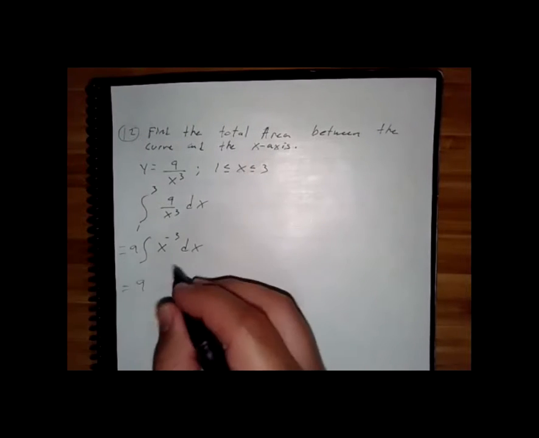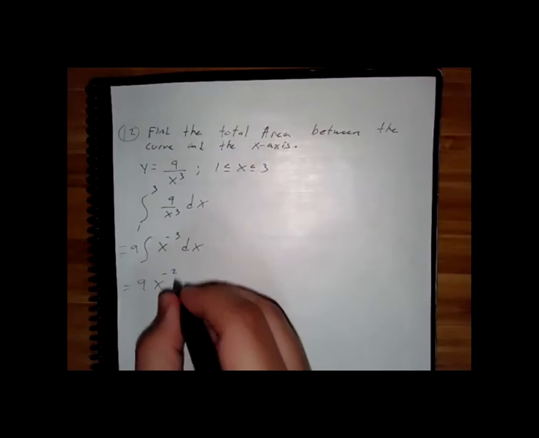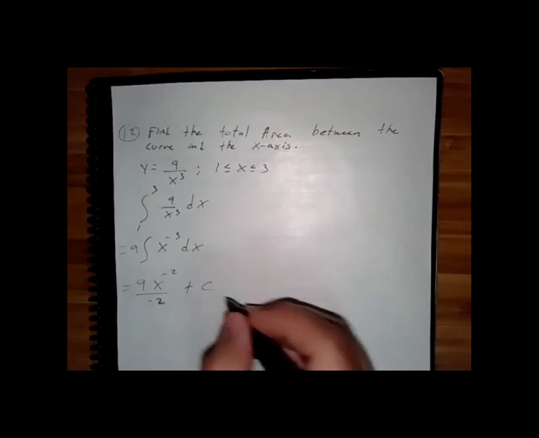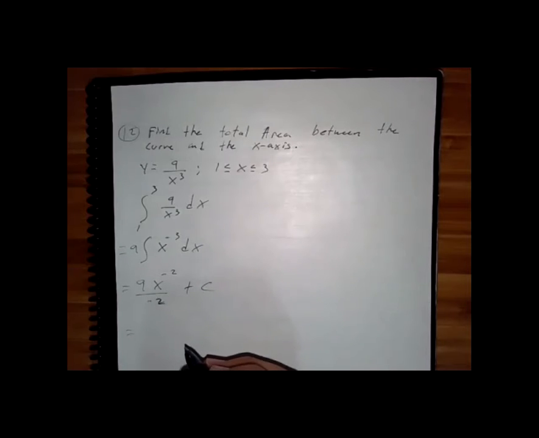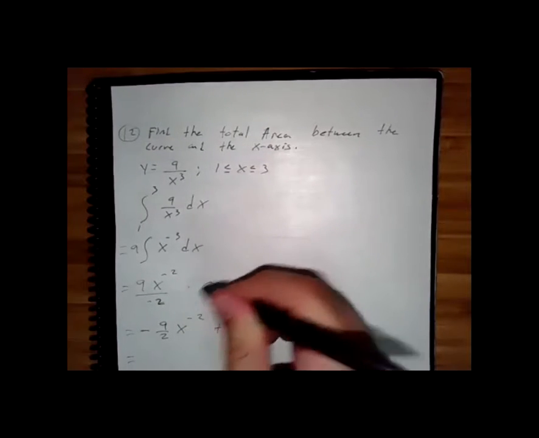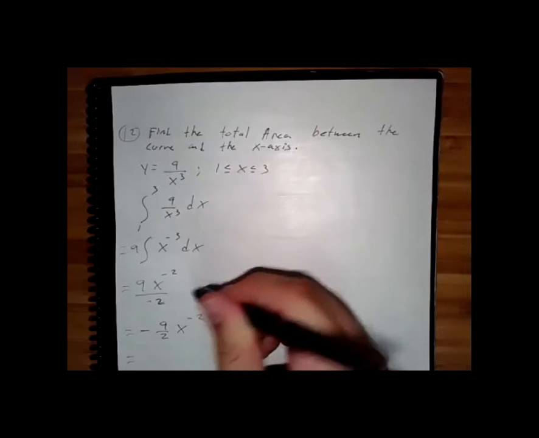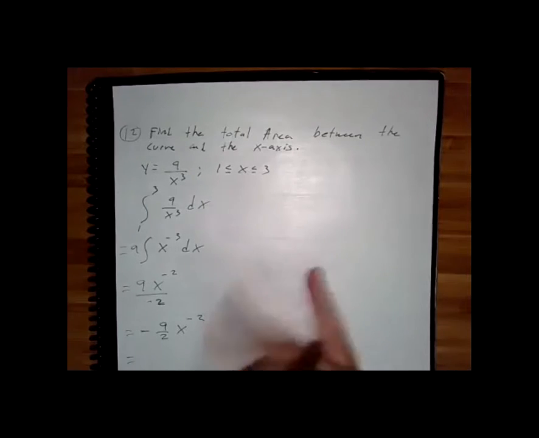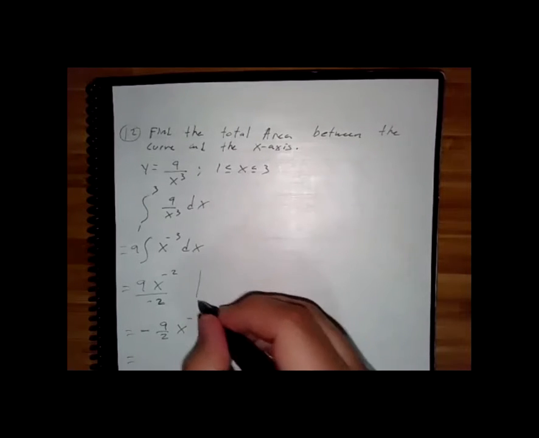Okay, so then this will be x to the negative 2 over negative 2. So negative 9 halves x to the negative 2 plus c. Fix this number here, this power. Oops, sorry, there is no c because we have bounds. My bad. From 1 to 3.